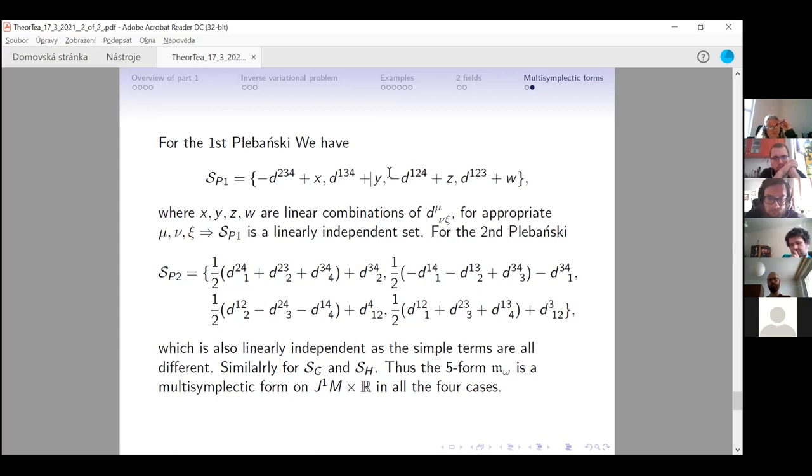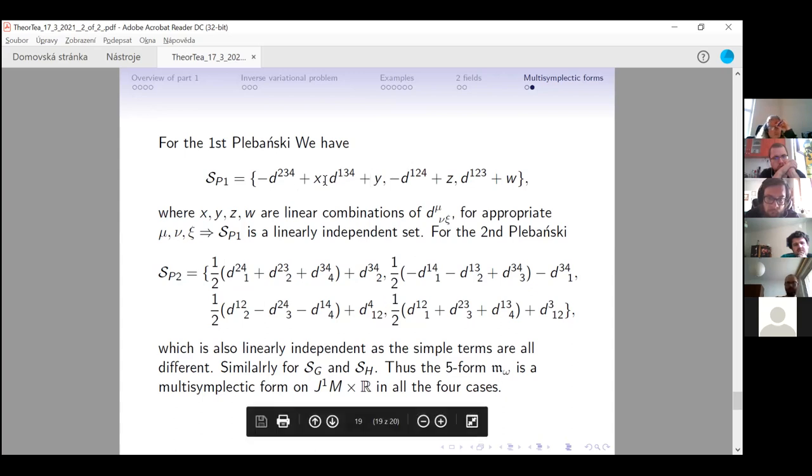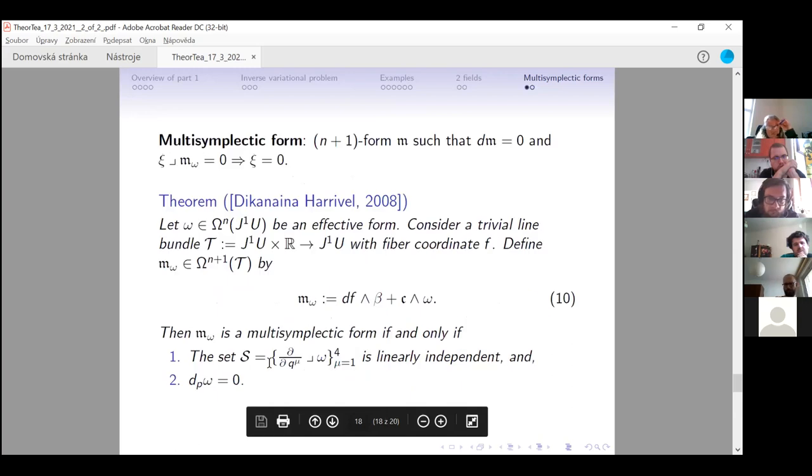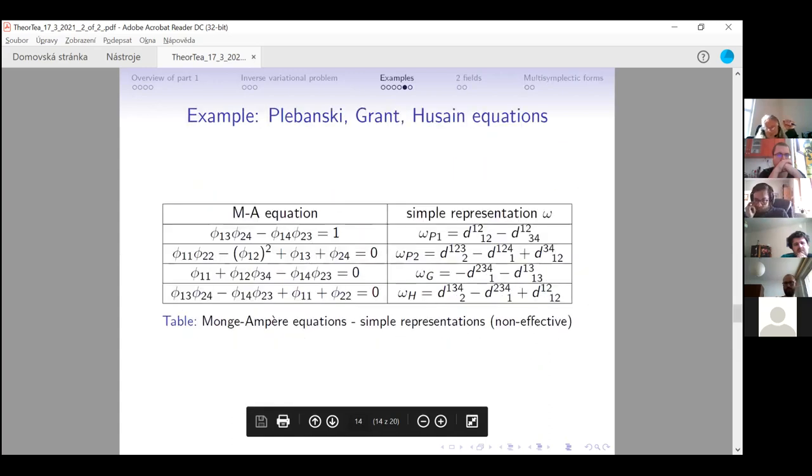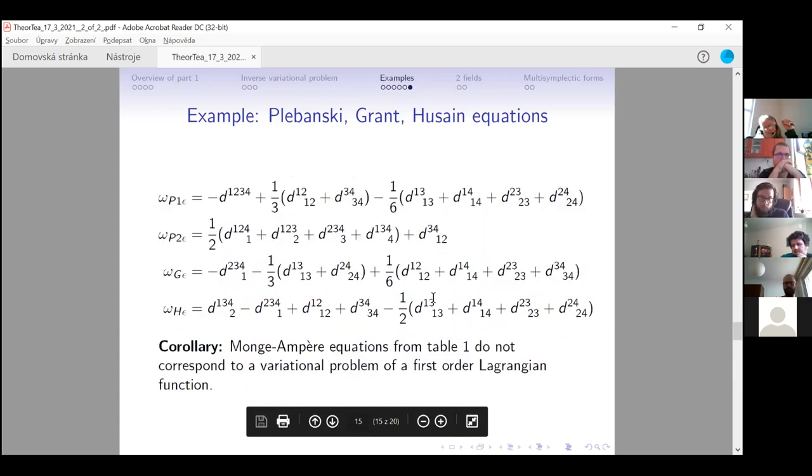So for example, in this way, you can see that this SP1 is linearly independent. And in a similar fashion, it works for SP2 or this set for the Grant or Husain equation. So always, in the cases that we are dealing with, this first condition is satisfied, and the second condition is immediately seen to be satisfied because all the effective forms that we are using are with constant coefficients.